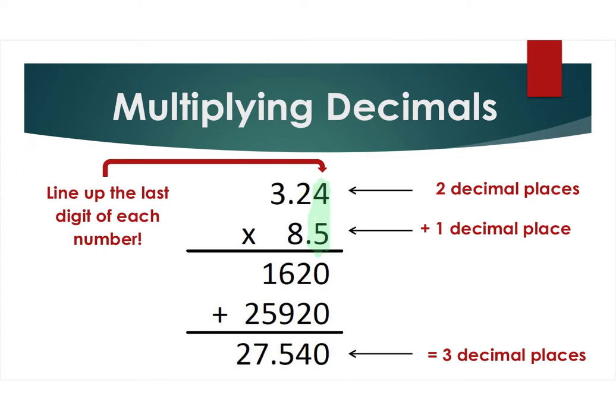Then we are going to multiply normally with the standard algorithm, and then we count the decimal places in each number. There's 2 in the first one, 1 in the second one. We add those together to get 3, and then we move our decimal point to the third spot. 1, 2, 3.